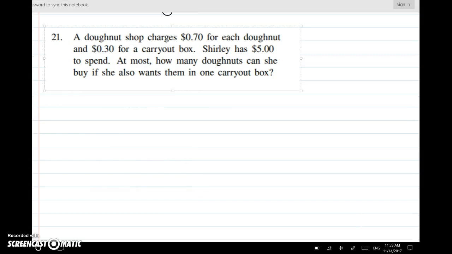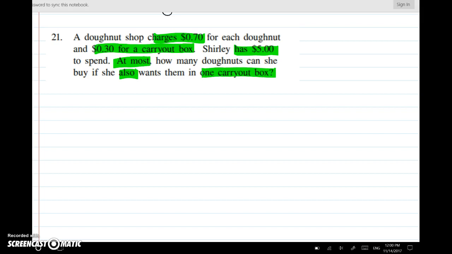Okay, number 21. Donut shop. Yum. Who wants a donut? A donut shop charges 70 cents for each donut and 30 cents for a carryout box. Shirley has $5 to spend. At most, how many donuts can she buy if she also wants them in one carryout box?